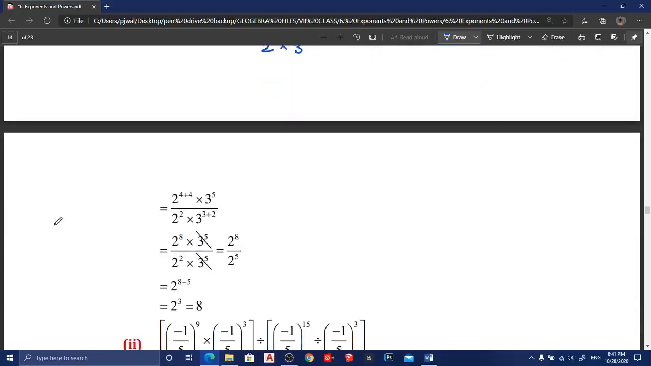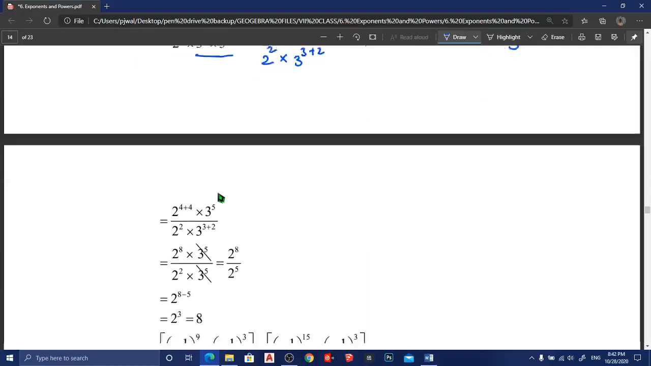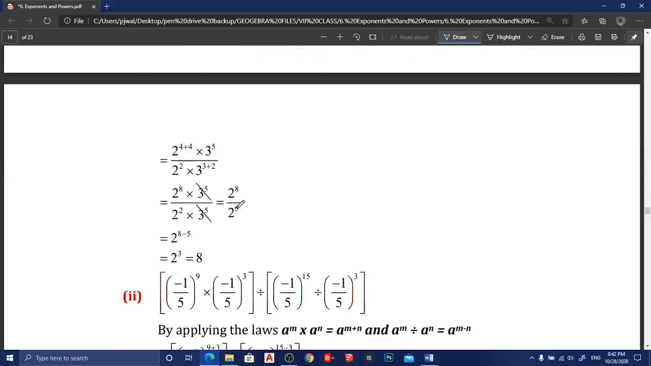See here in this next step, I wrote here already again. 2 to the power of 8, 4 plus 4 is 8 here, into 3 to the power of 5 by 2 square into, here it is 3 to the power of 3 plus 2 means 5. Now you got the same numbers in both numerator and denominator. You can cancel this. 3 to the power of 5 and 3 to the power of 5 get cancelled, because these two are same. And what are the remaining numbers here? 2 to the power of 8 by 2 to the power of 2 only. I wrote here wrong here. So this is 2 to the power of 2. Okay, 2 square only here.